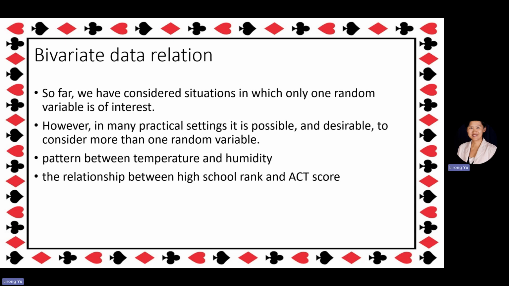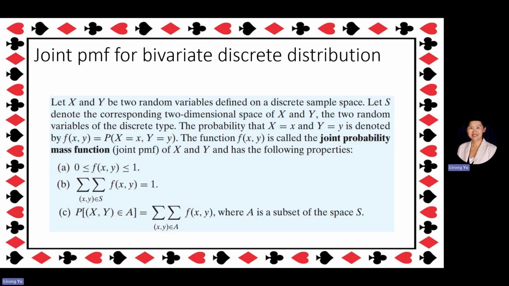So in order to understand the relation of variables or the pattern behind all the data, we will have to study what's called a bivariate distribution, right? For example, maybe you want to find out the relation between temperature and humidity. And maybe you want to find out the relation between high school rank and ACT score. Those people who rank higher tend to have better scores. That kind of question. If you want to answer the question, you'll be looking at bivariate distribution. All right, so we're going to start with the discrete type.